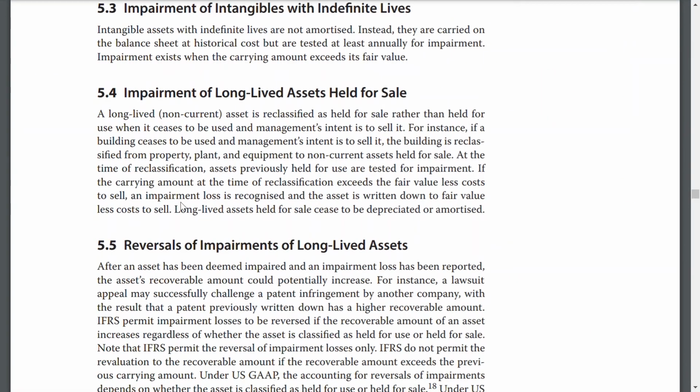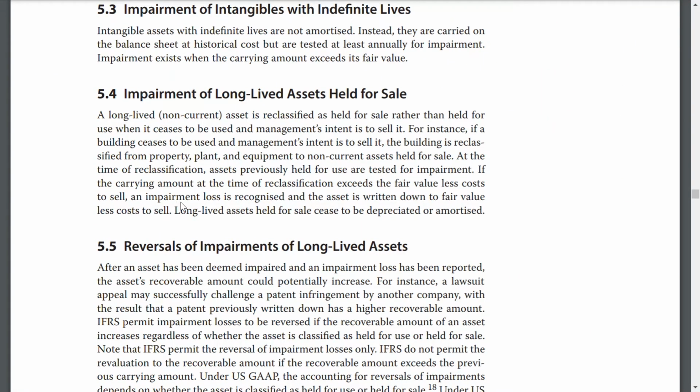Impairment of intangibles with indefinite lives. Intangible assets with indefinite lives are not amortized. Instead, they are carried on the balance sheet at historical cost, but are tested at least annually for impairments. Impairment exists when the carrying amount exceeds its fair value.